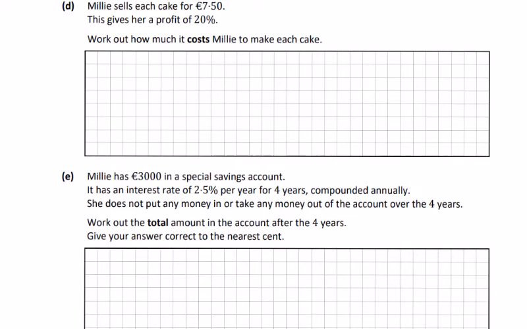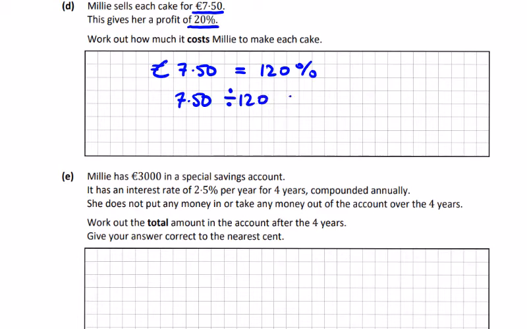Now Millie wants to sell each cake for €7.50. This gives her a profit of 20%, so just 750. If it gives her a profit of 20%, that is equal to 120%. So to get 1%, we divide 750 by 120. And to get what it costs her, we multiply by 100 to get 100%. And this gives €6.25.